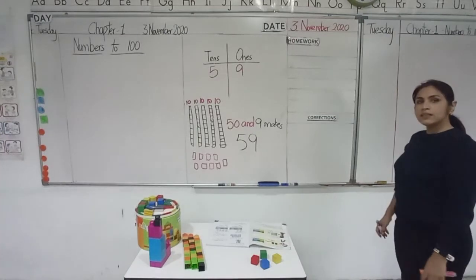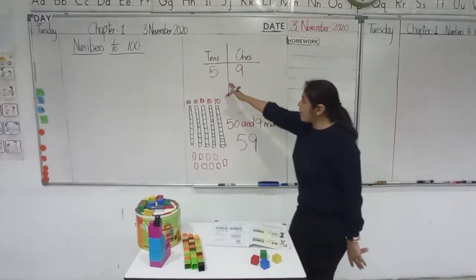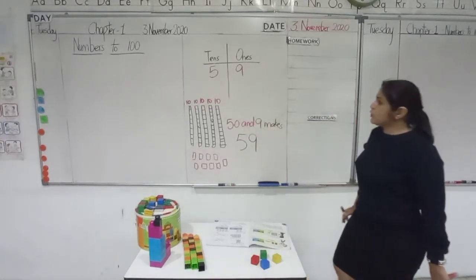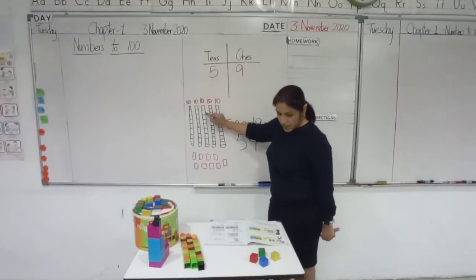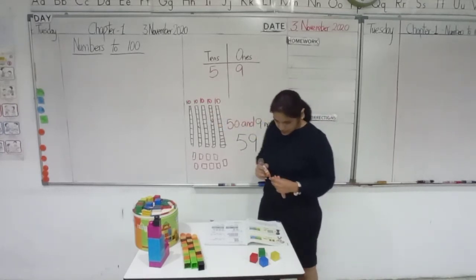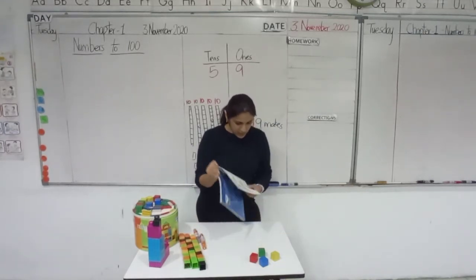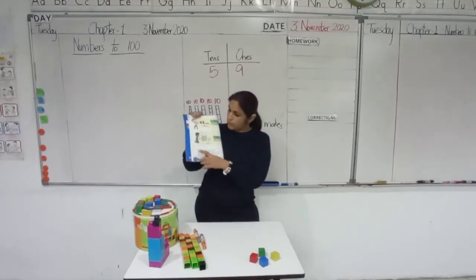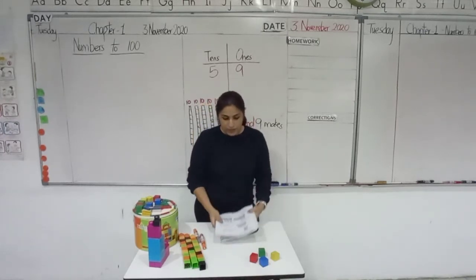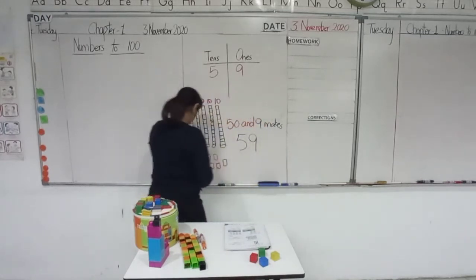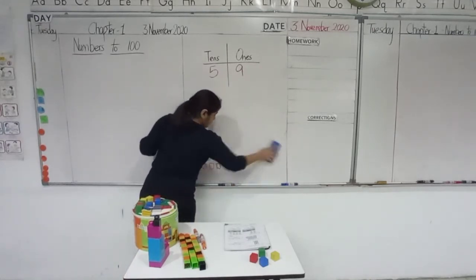Can you see this? Is the board clear? Okay, now you have to write under tens. What will you write in the box? You will write 5, because there are 5 tens and 9 ones. Now, as I told you, this activity we will do in our exercise book later. Come to page number 13 quickly. Hope you are done with this.